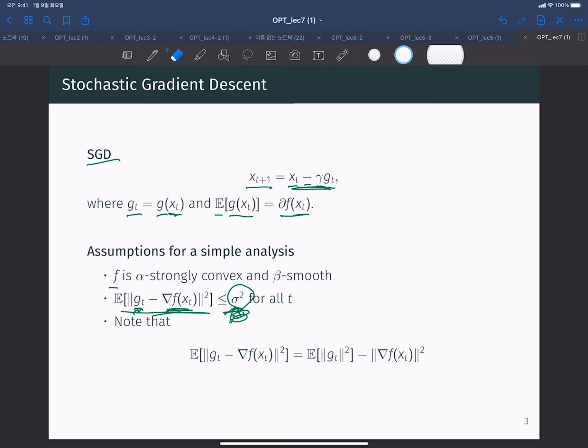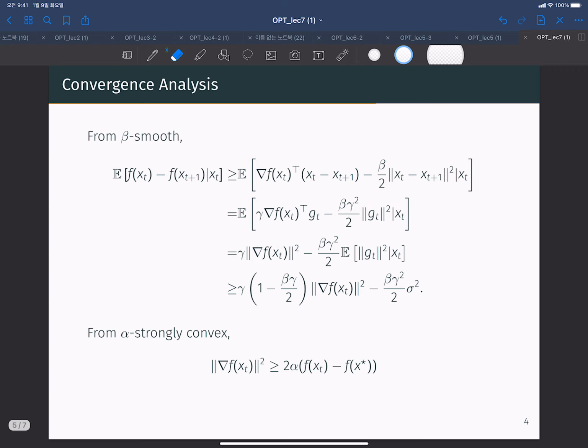From simple analysis, you can easily check this. The expectation of g_t minus gradient of f(x_t), normed square, is equal to the expectation of g_t normed square minus gradient of f(x_t) normed square. So now let's analyze the convergence rate and the convergence accuracy of the stochastic gradient descent algorithm.